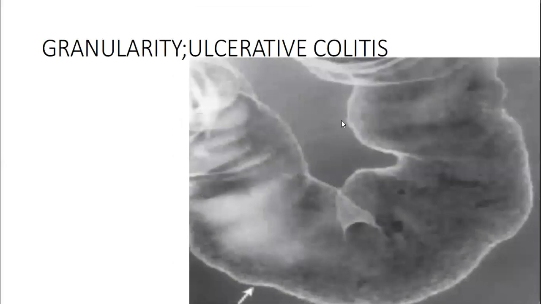Another pattern that we come across is the granular pattern. So you can see granules. The reticular pattern was like a meshwork, right? With granules, you can have focal filling defects, and alternatively there are some barium filled spaces in between. So this is what is called the granular pattern, usually seen in ulcerative colitis, and it can also be seen in Crohn's disease. Basically, it means there are some elevations or granules developing in the mucosa. Whenever we see a granular pattern, it is mostly abnormal. So that is what we need to understand.